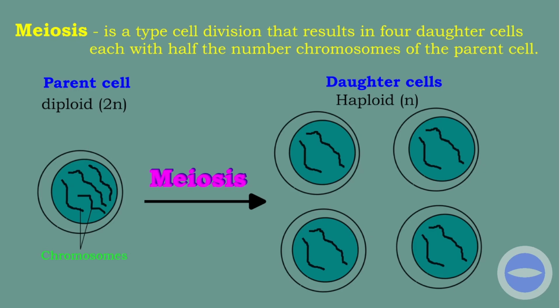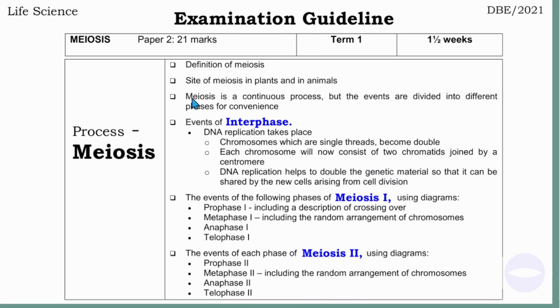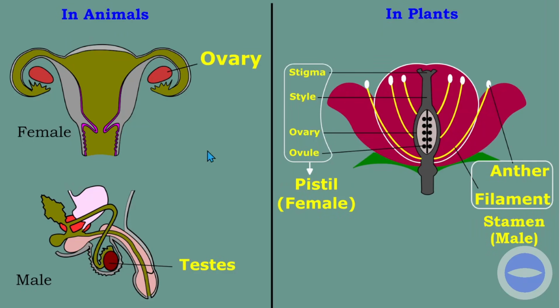Then another thing that the examiner wants us to know, we must know the site of meiosis in plants and in animals. So here I've shown something. These are the female reproductive system and the male reproductive system, and then this one is in a plant. You remember this flower. So meiosis takes place in the ovary in a female organism, and in a male organism, meiosis takes place in the testes.